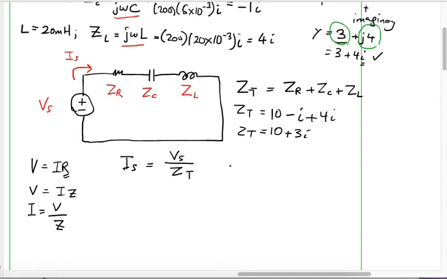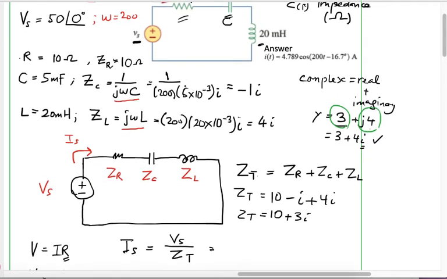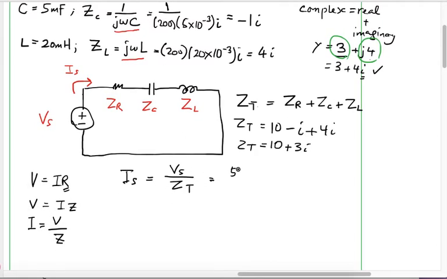So there are two ways of calculating this. It looks simple, but it depends on your preference. Which one do you prefer? For the first one, I will take Vs. So Vs is 50 and the Z total is 10 plus 3i. Depending on your calculator type, you can directly do this operation. This is polar form, this is complex form, and I think most calculators can do the calculation directly.